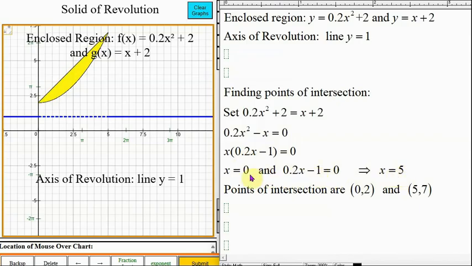So when x is 0, y is 2. And so this point of intersection right here is (0, 2). When x is 5, y is 7. And so this point right here, the point of intersection, is (5, 7).